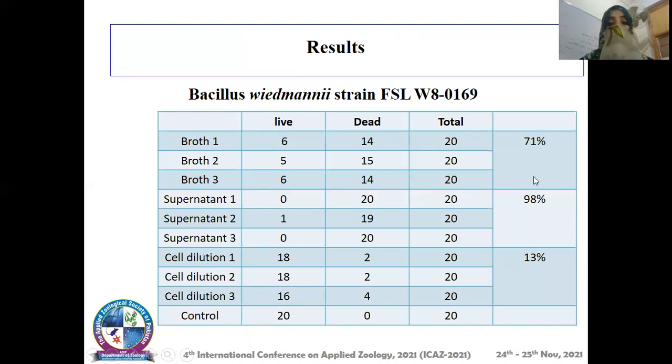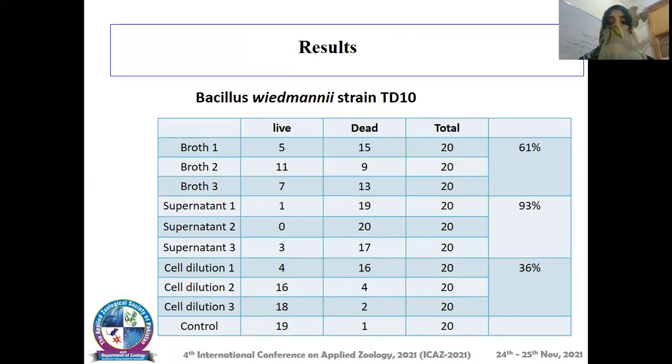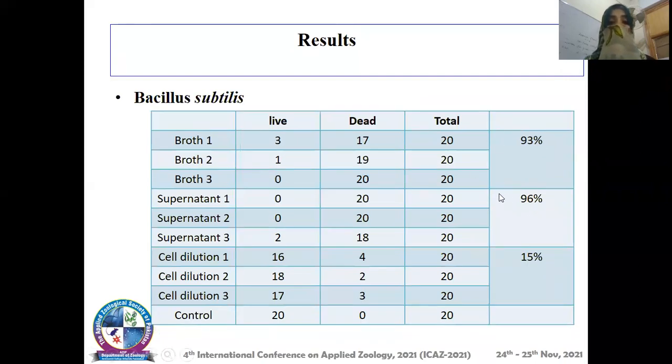You can see clearly that the highest activity was shown in supernatant, then 71% in broth, and the least was in cell dilution. The same was shown in the other bacteria as well. Bacillus subtilis: here you can also see that the highest activity was shown in supernatant, after that in broth, and the least was shown in cell dilution. The cell dilution is actually the cell pellet which was separated from supernatant. I diluted the cell pellet in distilled water and used it as a medium for the activity.